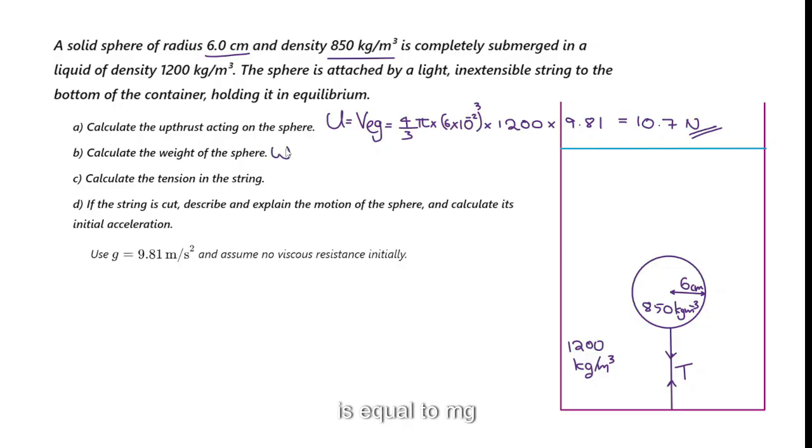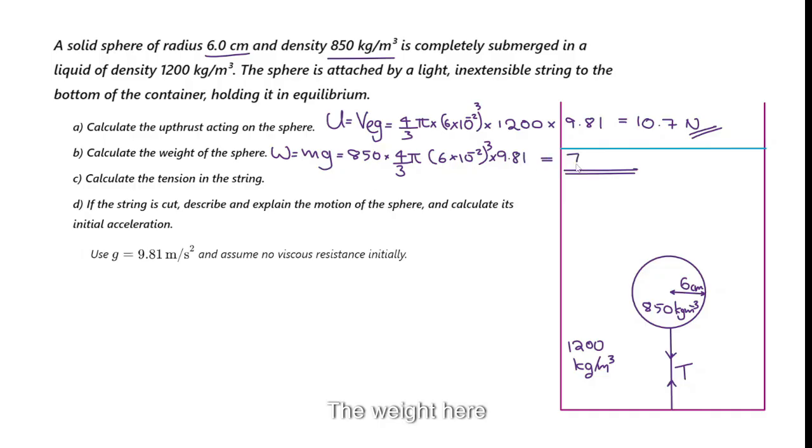Part B. Calculate the weight of the sphere. So W is equal to mg. That's pretty straightforward. m is the mass of the sphere. Mass is density multiplied by volume. So density is 850. Volume of the sphere is 4 over 3 pi r cubed, like before. So that is m multiplied by 9.81. The weight here is 7.5 newtons.